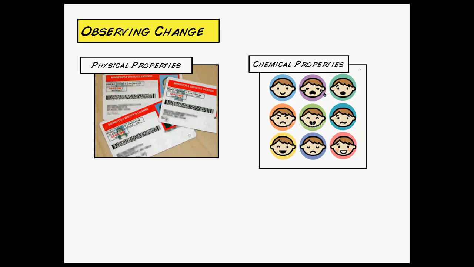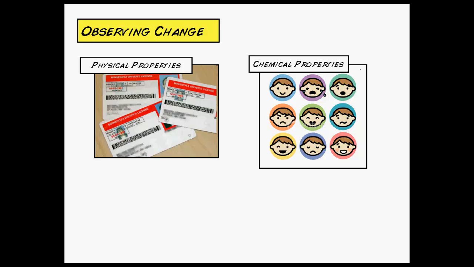In observing change, we look at physical properties and chemical properties. Physical properties are like those on your driver's license. They're individual characteristics that you possess. They don't change based on the state you're in. Chemical properties, on the other hand, are like your social behavior. They depend on who you're interacting with as to what behavior you will exhibit.